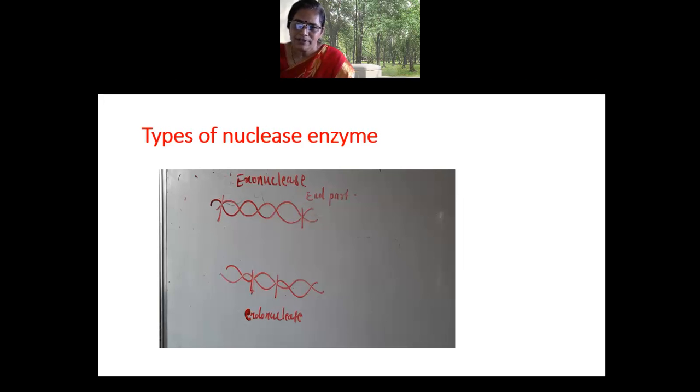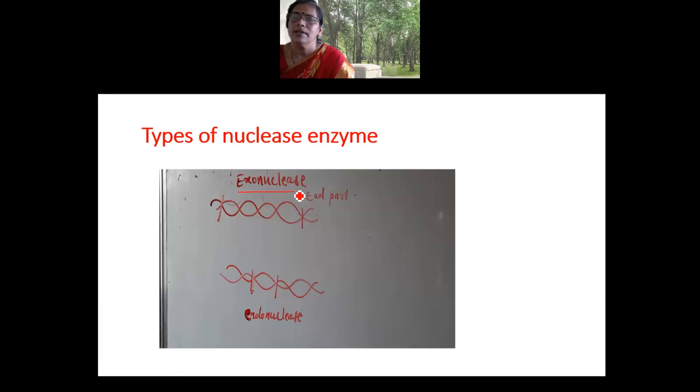So there are different types of nuclease enzymes. Nuclease means the enzyme which breaks the nucleic acids. That's why it is called the nuclease enzyme. The first nuclease enzyme is the exonuclease enzyme, and the other is the endonuclease enzyme.